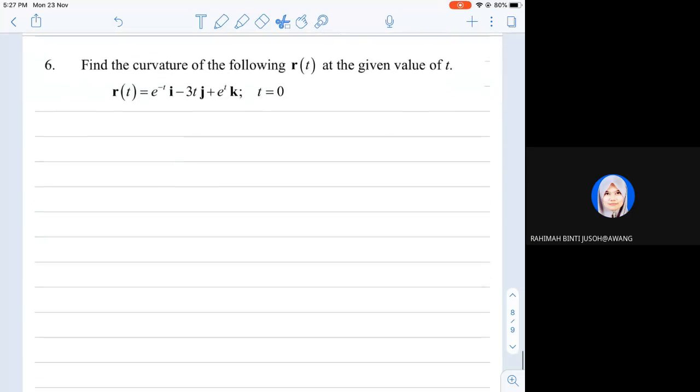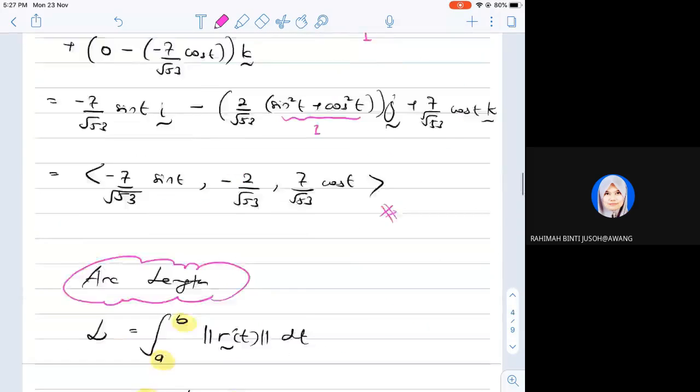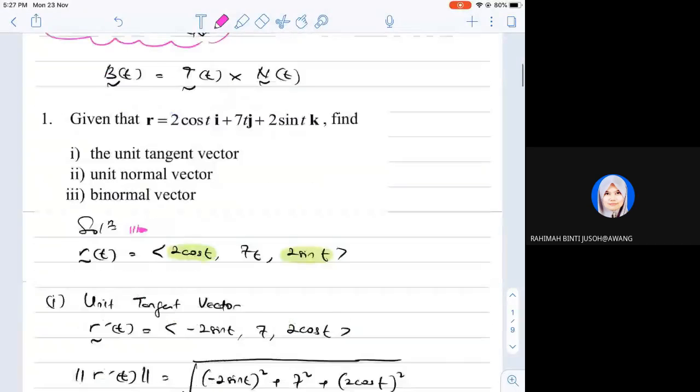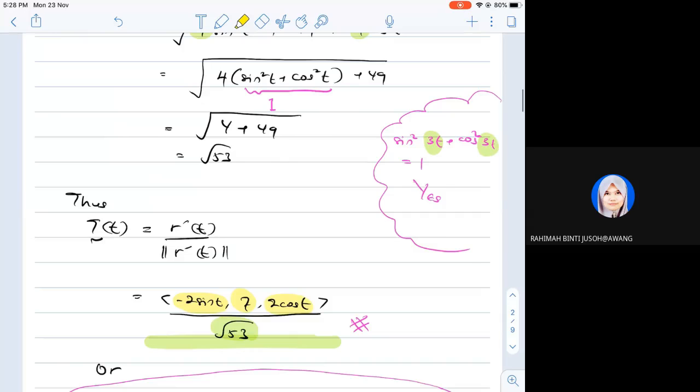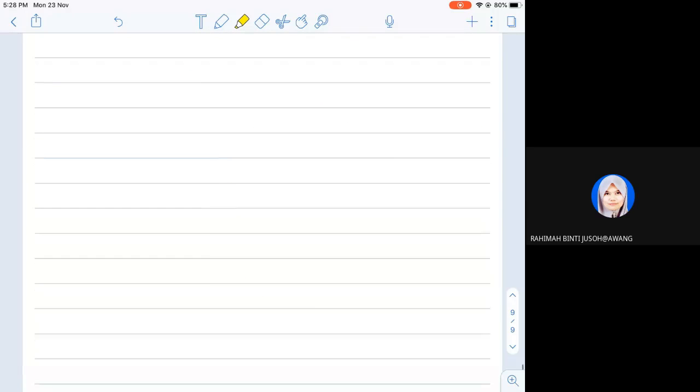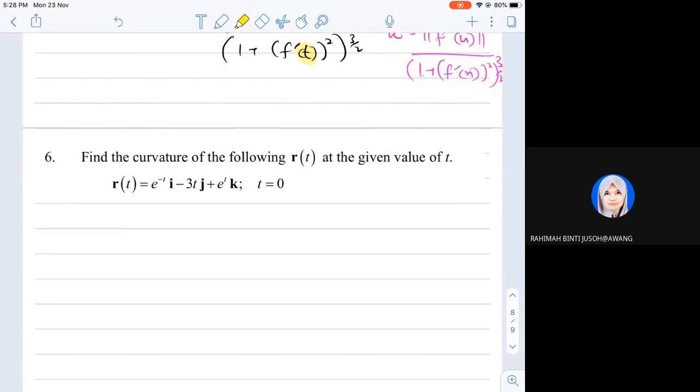Second formula. Okay, good. So now, what if you have this question? Let's say your function is this. What formula will you use? Unit tangent, first formula. This is trigo, so you had better use the first formula. But for this question, we have exponential and polynomial, so better use the second formula.